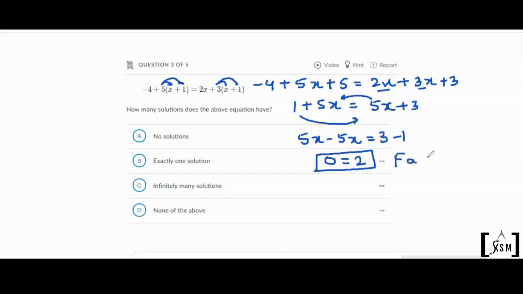So while solving, whenever we do not get x and we get this kind of false result, it simply means that whatever value of x you put in the equation, you will never get a correct result. So my correct answer should be no solution. It means no value of x is possible because none of the values of x will satisfy this equation. 0 will never be equal to 2, right? So we will never get a value of x which can satisfy the equation. Great. So option A is the correct answer.